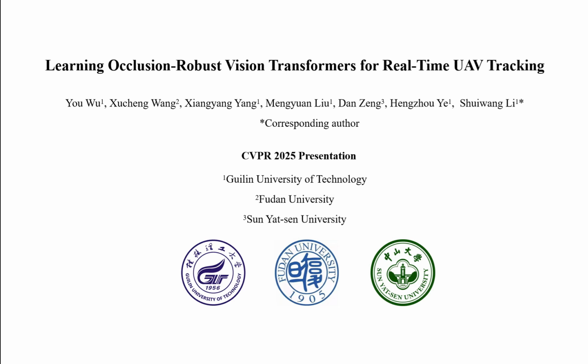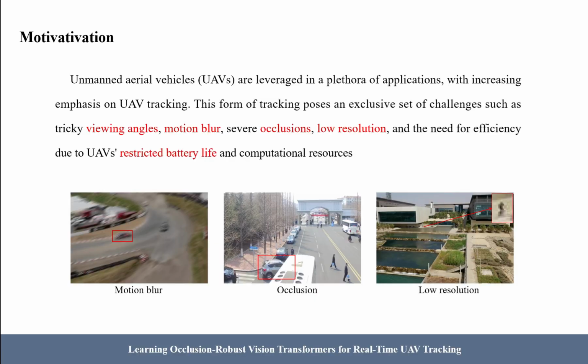Hello everyone. In this presentation, I will give a brief introduction to our work for CVPR 2025 submission, Learning Occlusion-Robust Vision Transformers for real-time UAV tracking. UAVs are leveraged in a plethora of applications, with increasing emphasis on UAV tracking.